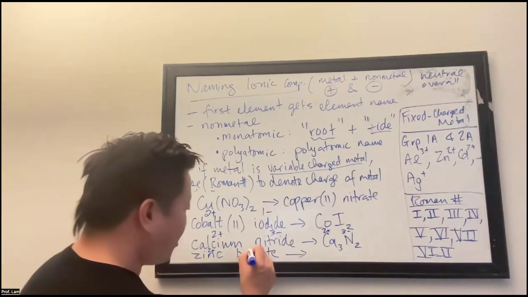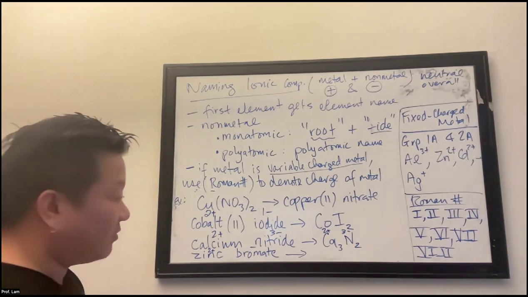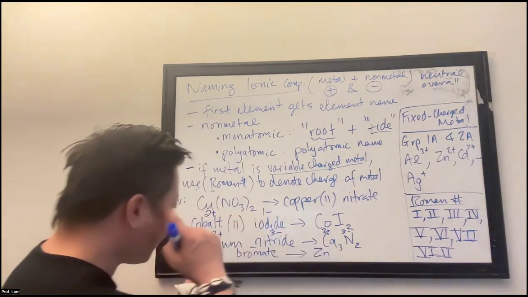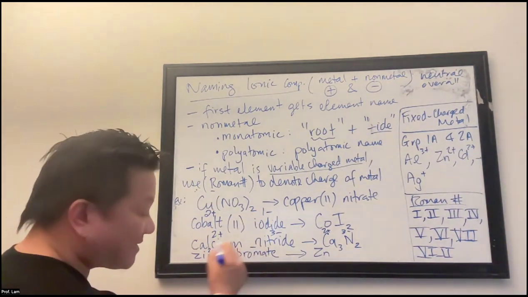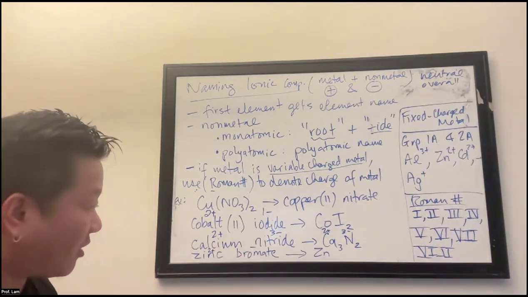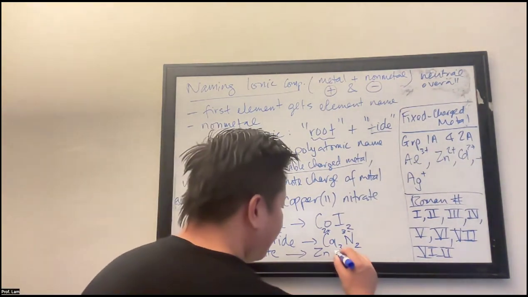BrO3 minus. We know that it's negatively charged. So Zn, zinc is 2 plus. We will need 2 bromates, won't we? Because that's a negative charge, and we need to balance out 2 positive. So we'll need 2 bromates.